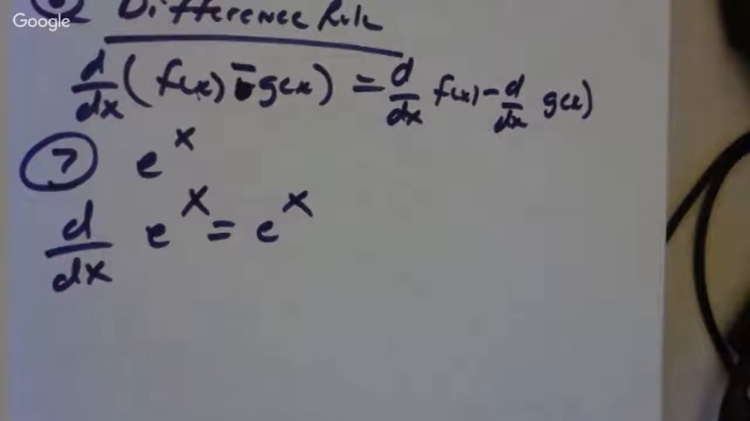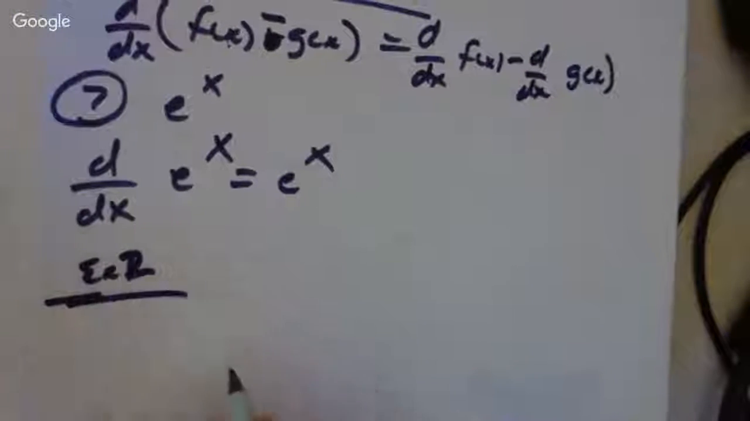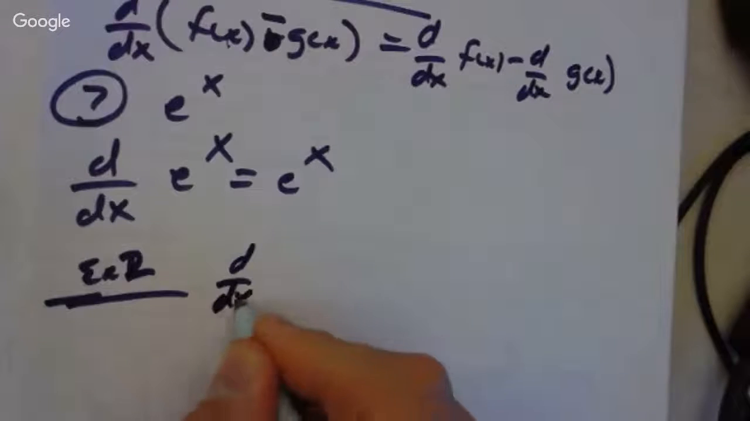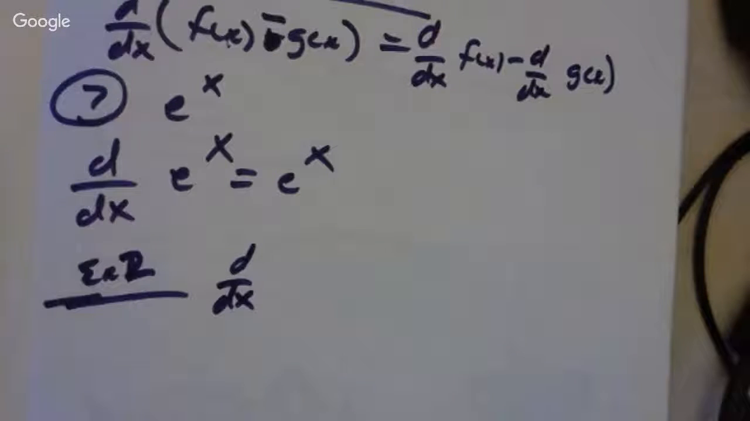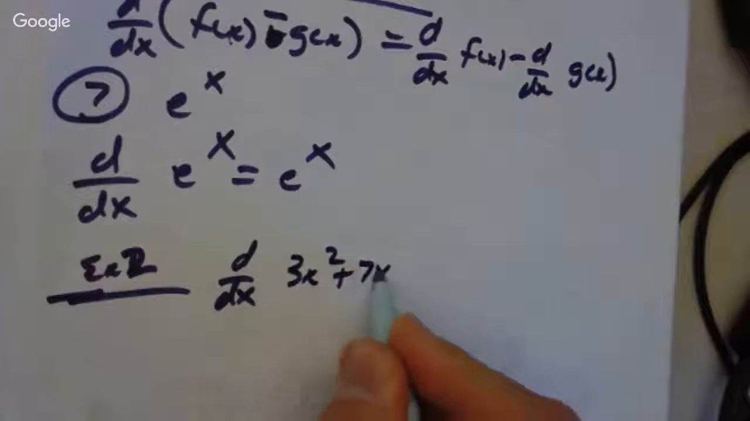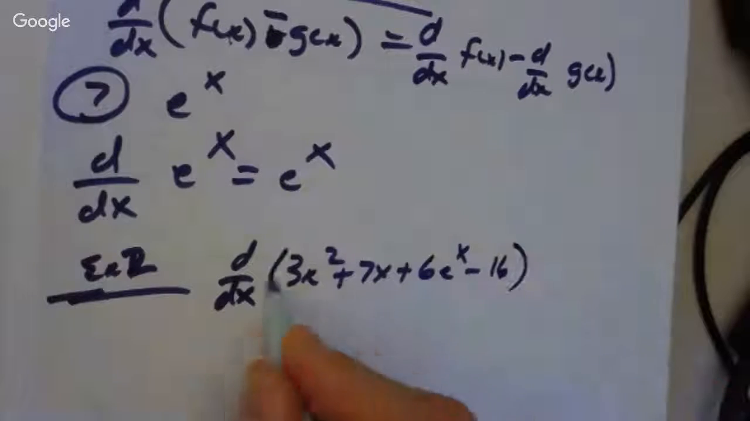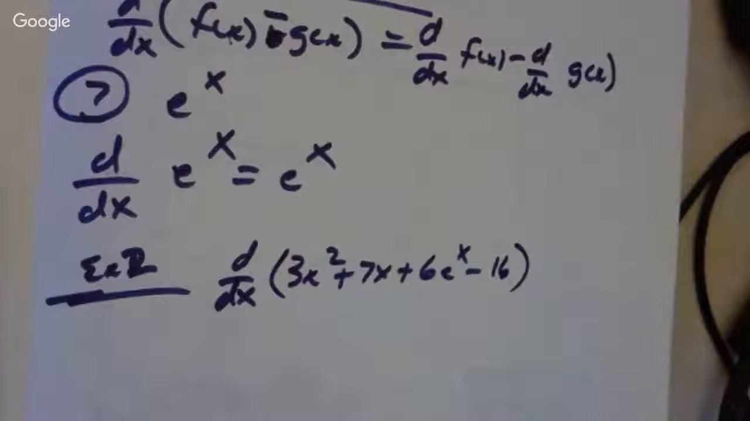All right, let's take a look at some examples. Notice I'm going very quickly because I assume that this is something you covered last year. So let's go to example number 2. Find the derivative. Okay, let's go for 3x squared plus 7x plus 6e to the x minus 16. What's the derivative of that? On your marks, get set, math.